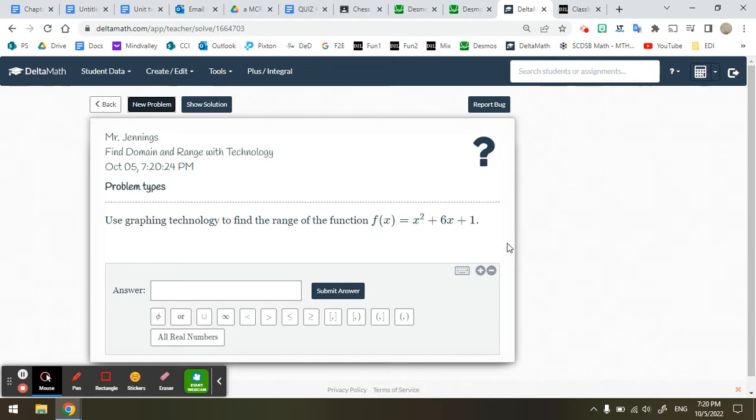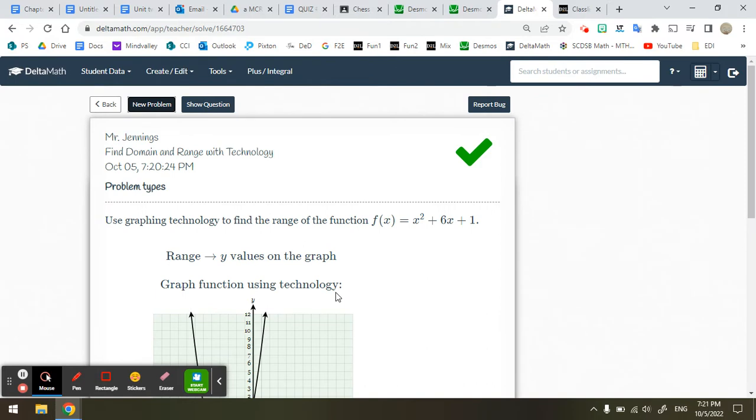Use graphing technology to find the range of this one. Well, all I need to do is find the vertex here. So the vertex is going to be over at negative 3. How would I know where the vertex is just by looking at it? Negative b over 2a. The 6 is b, so negative 6 over 2 gives me the x coordinate of the vertex, which is negative 3. Negative 3 input into this function gives me 9 minus 18 plus 1. So that's going to give me negative 8. So y is greater than or equal to negative 8. Submit that answer. Hooray.